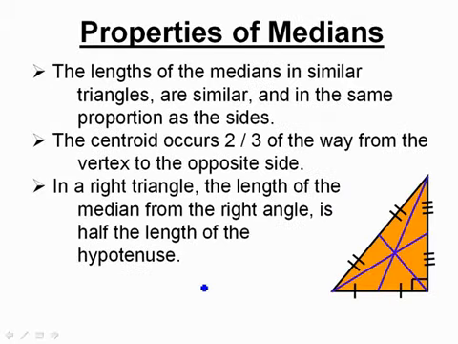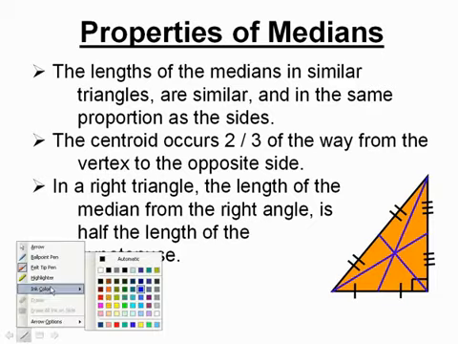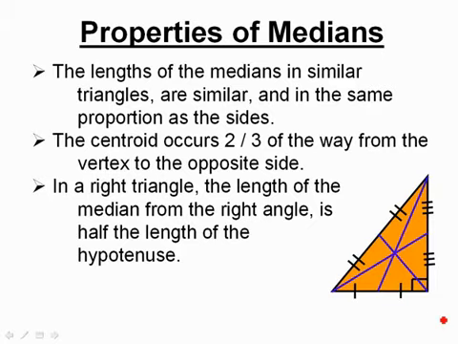Properties of medians. The lengths of the medians in similar triangles are similar and in the same proportion as the sides. Again, if you scale a triangle, you're scaling the medians uniformly. The centroid occurs 2/3 of the way from the vertex to the opposite side. So let's say we called, I'm going to change the color to red because we have blue on the slide. Let's say this point was A.